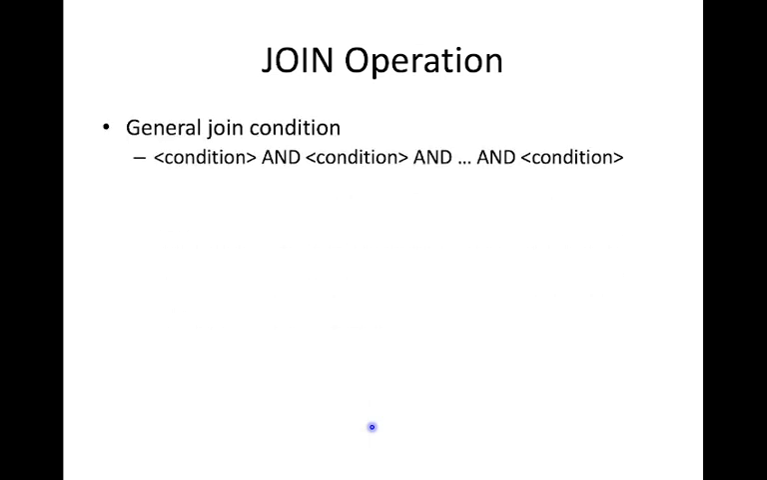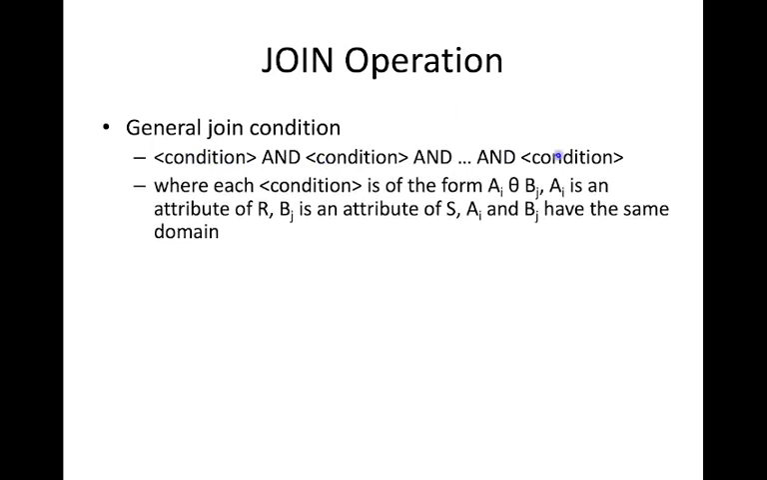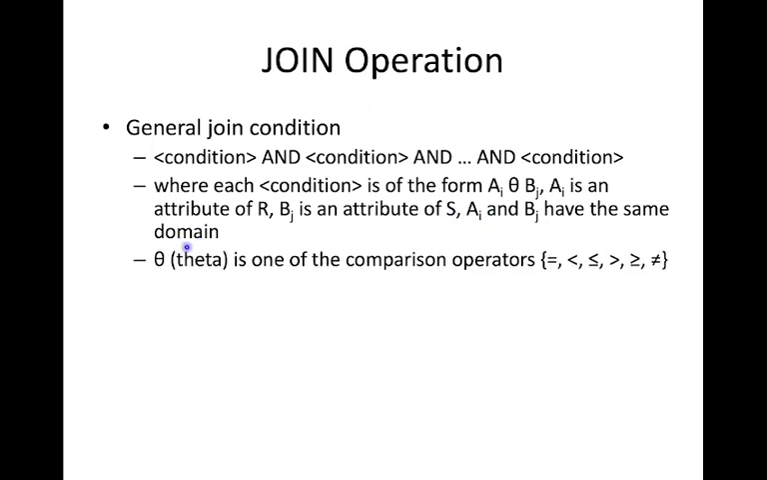So the general join condition, we can define any join condition like this. We have only specified one condition, that is the equality condition. Generally we can specify any number of conditions used in conjunction using the conjunction operation, and this condition is of the form Ai theta Bj. We will see what this theta is. Ai is an attribute of R, Bj is an attribute of S, and Ai and Bj have the same domain. And theta is one of the comparison operators.